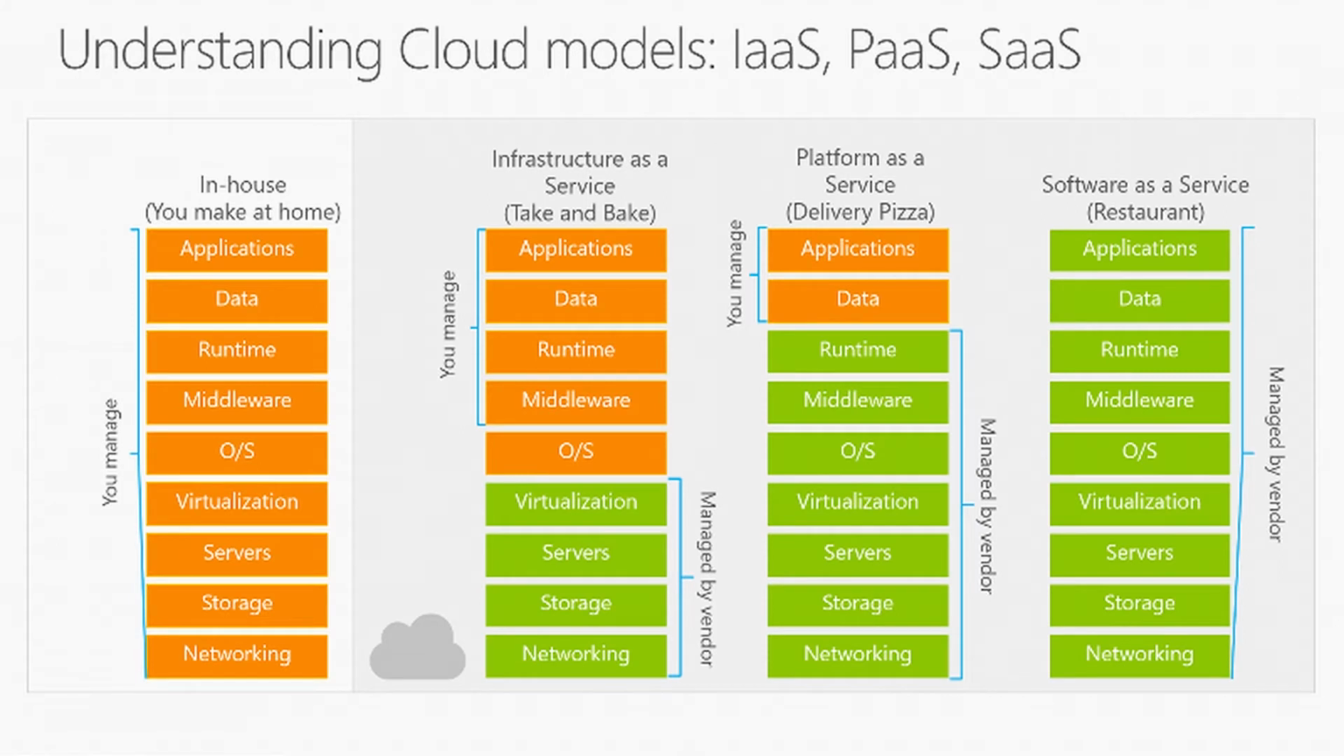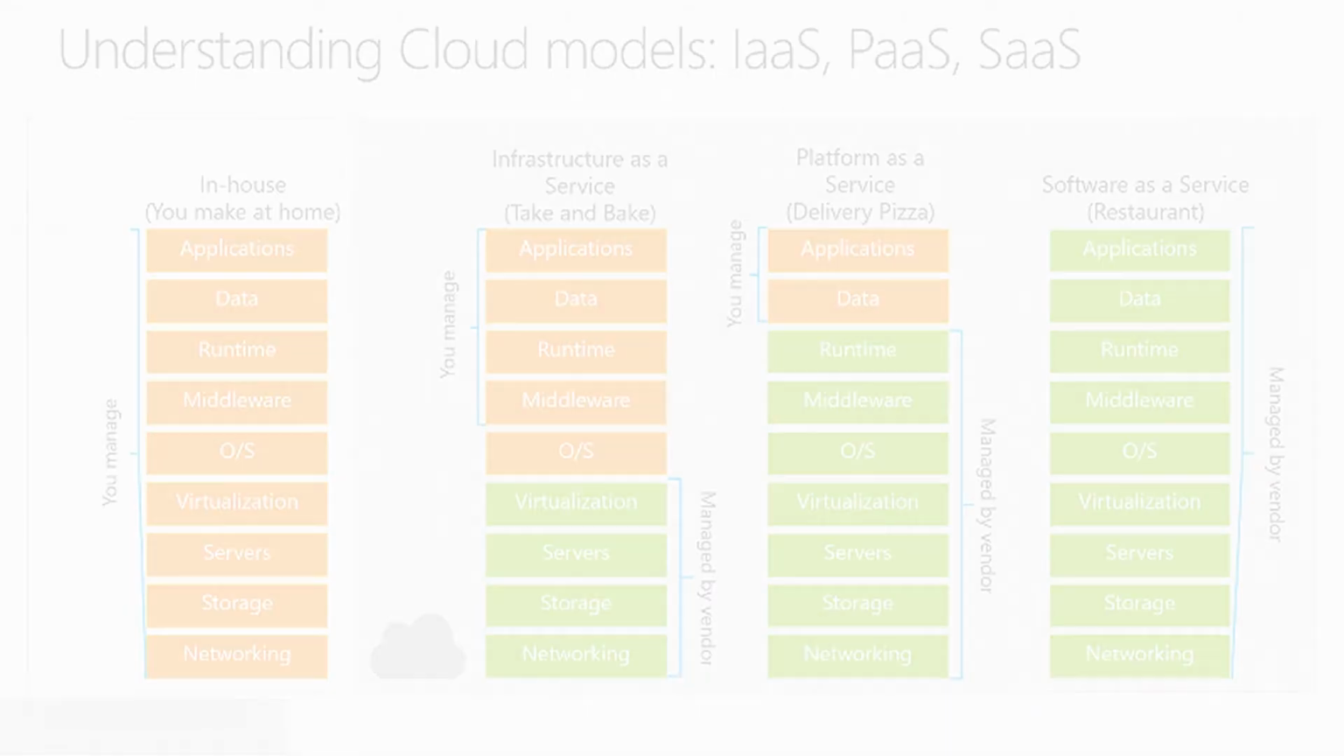Pizza that you make at home is like your in-house infrastructure, your own in-house SharePoint that you deploy, run, and maintain every piece of. SharePoint running as an infrastructure as a service in Azure is like take and bake pizza. In this model, Microsoft provides the virtual machines for you. You install the operating system, SharePoint, and then run it as infrastructure as a service. The next model up, platform as a service, is like delivery pizza. In this case, Microsoft not only provides the virtual machine, but they also run SharePoint for you. All you have to do is manage the applications and the data.